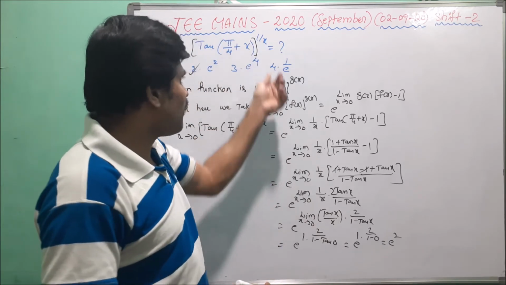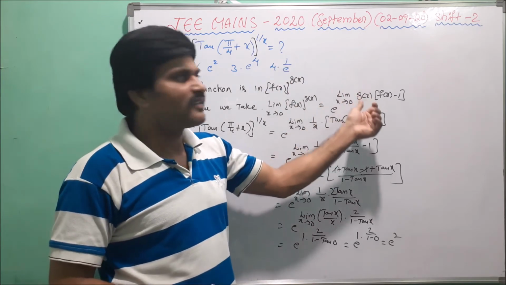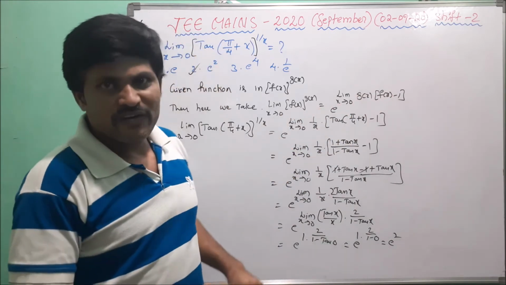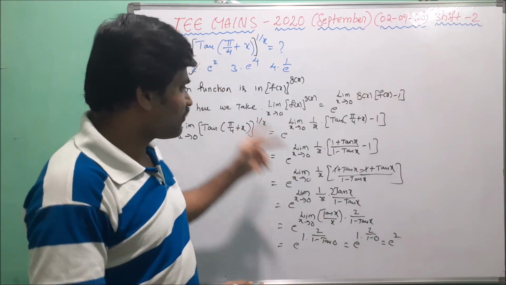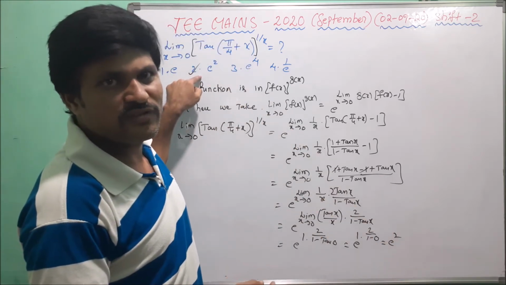Here this is the form of f(x) power g(x). Then we write e power limit x tends to 0, g(x) into (f(x) minus 1). Using this formula, simplify the given function. Then the value of that one equals e square, which is in option 2. This is the solution for this question.